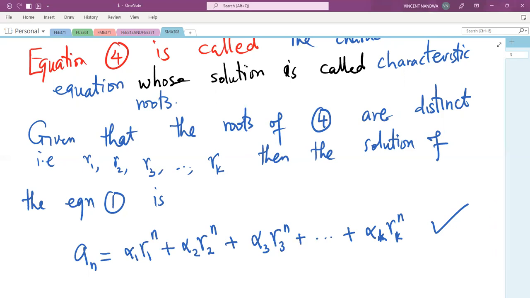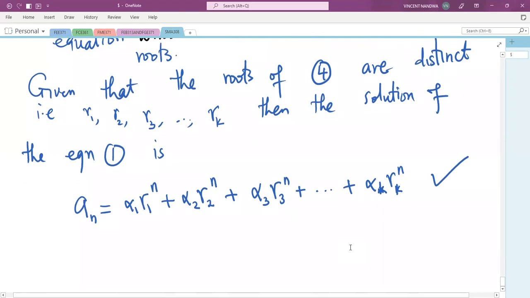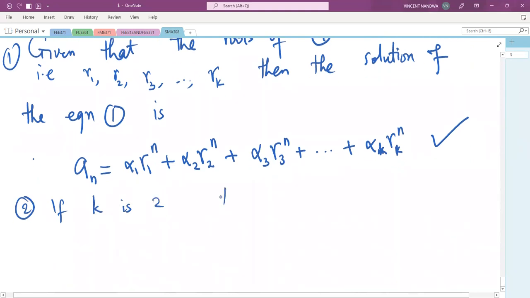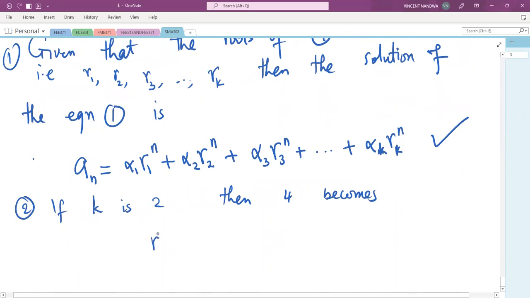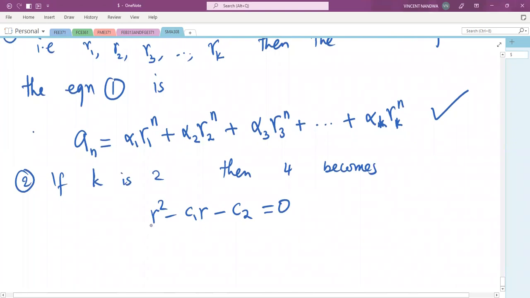So, observation number 2: if k is 2, then equation 4 becomes, putting 2 here, 2 minus 1 is 1, so we'll stop at this point. It will be r squared minus c1 r minus c2 equals 0. Let's call this one equation 5.